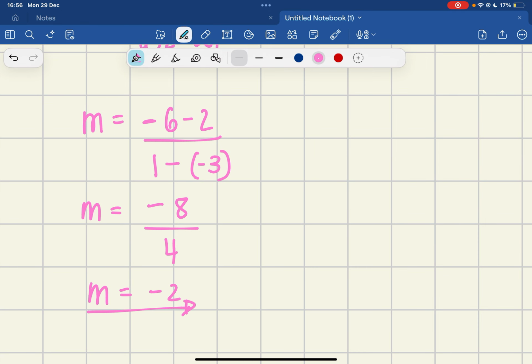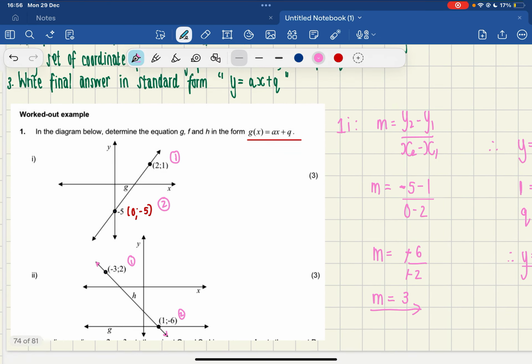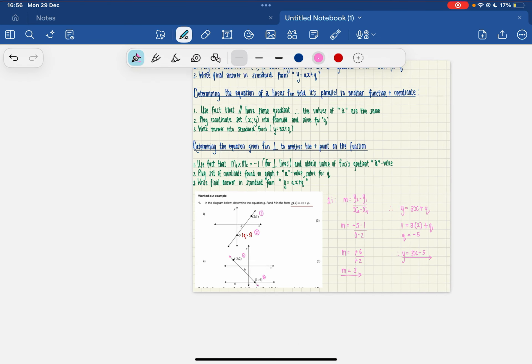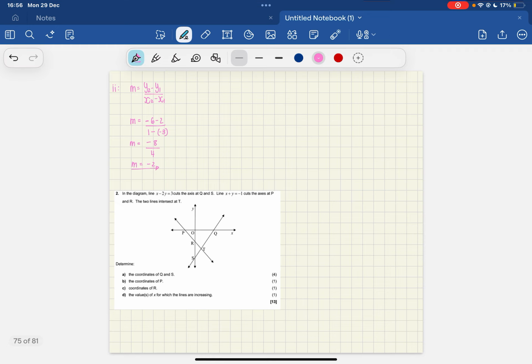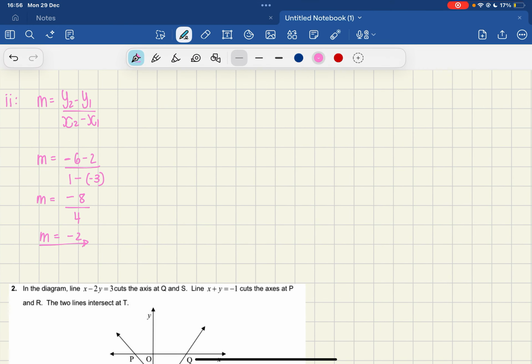Yes, because why? I am supposed to be having a negative answer because my function is decreasing. That's the reasoning you're supposed to go for. Always ask yourself, quiz yourself. So therefore y is equal to -2x plus q.